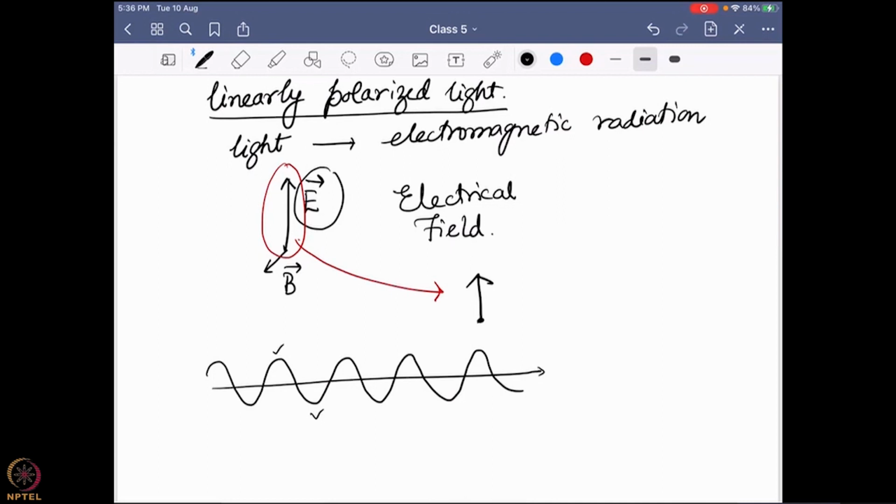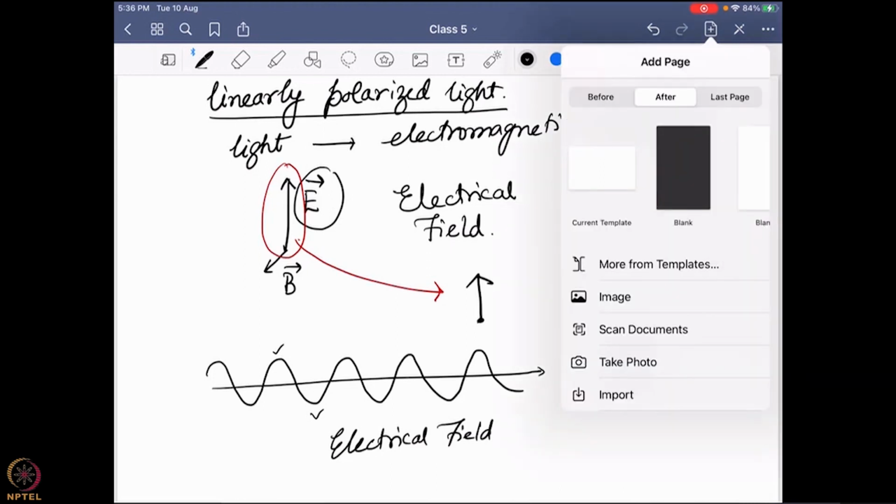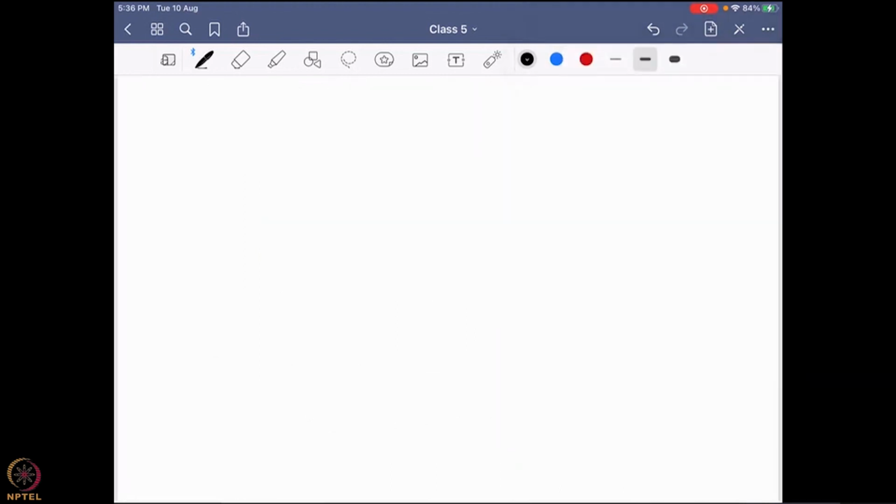Now, what happens if we look at this particular electrical field from the front? What happens if we put our eyes over there and try to look into it, what is actually coming my way? So how will that look? Let's take a look into a bit more detail on that. So now say of this particular wave, I am just drawing one portion of it.